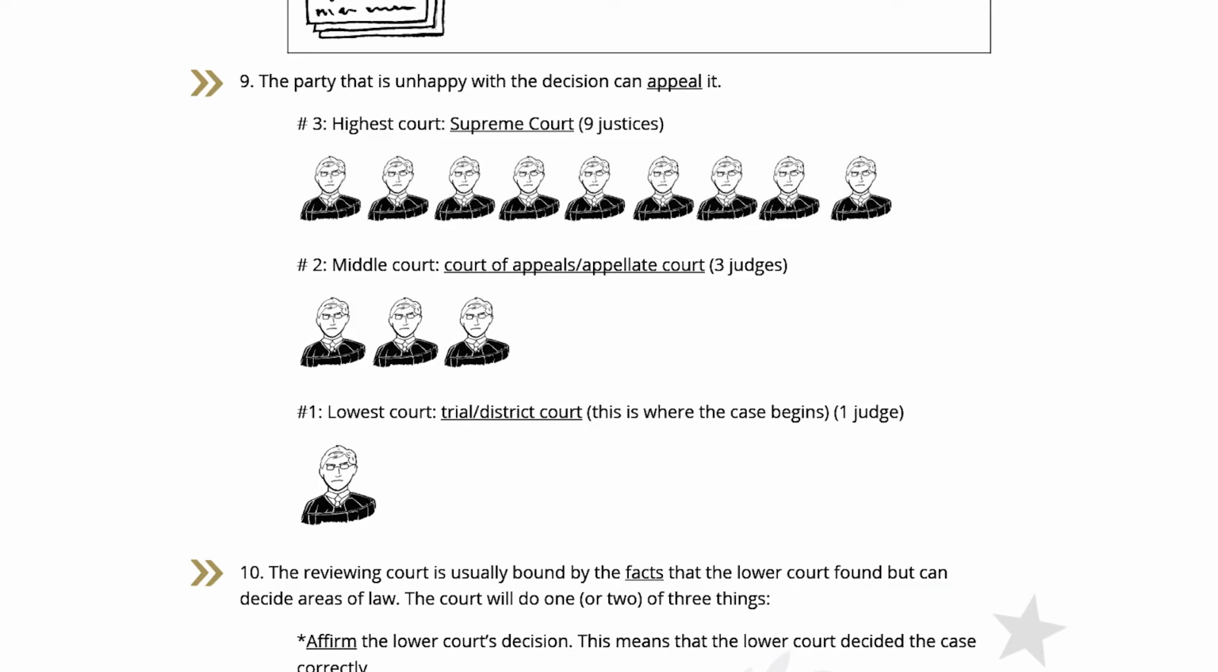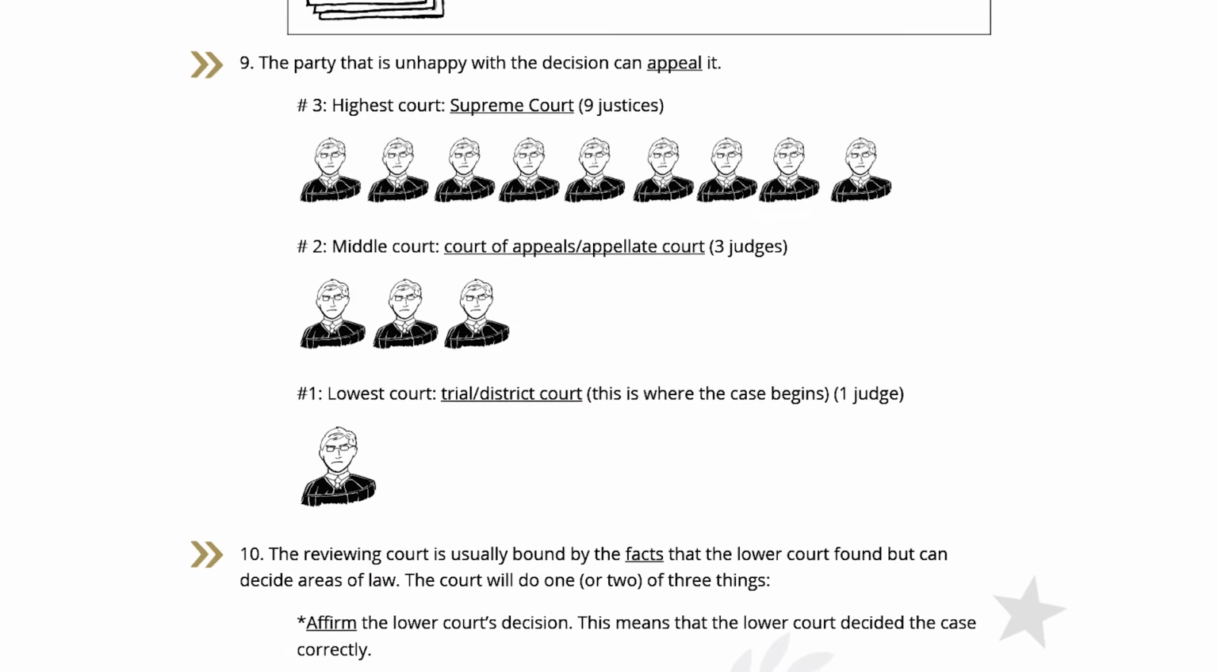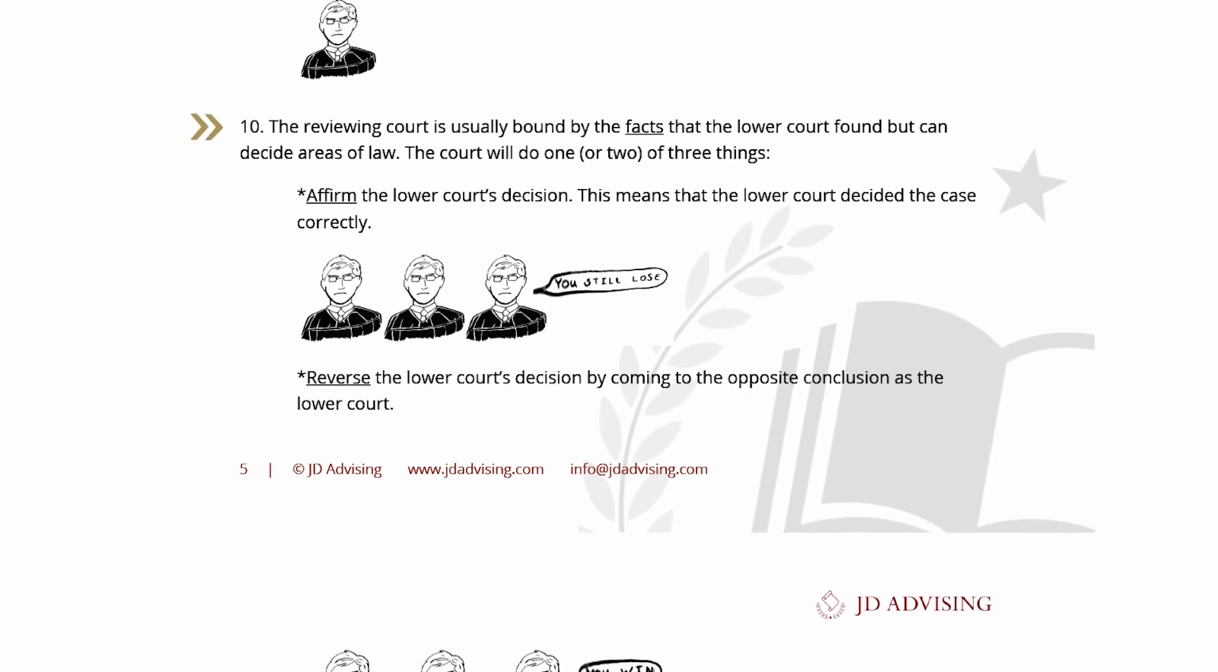Generally, just one judge hears the case and they render a decision. The party who loses, or any party who is unhappy with that decision, can appeal it. This is the middle court, the Court of Appeals, or the appellate court. Generally, 3 judges will listen to what that party has to say, and if a party is unhappy with what the appellate court decides, then they can appeal it up to the Supreme Court. This is the highest court of the land. There are 9 justices in the United States Supreme Court.